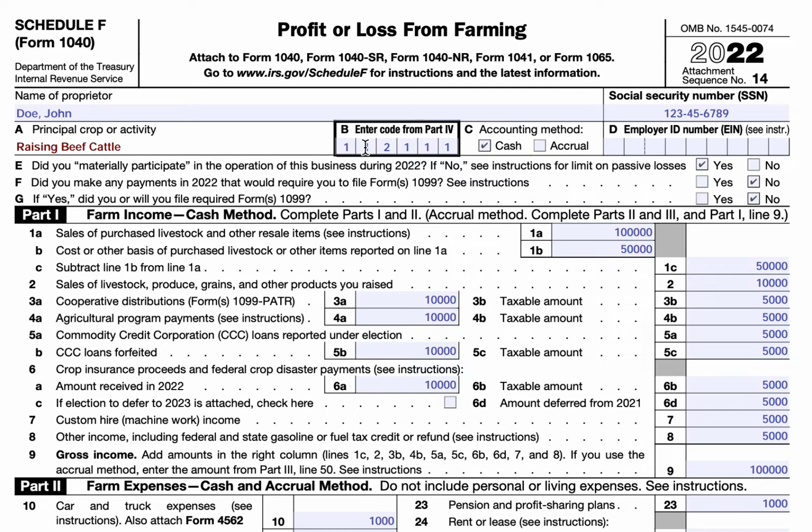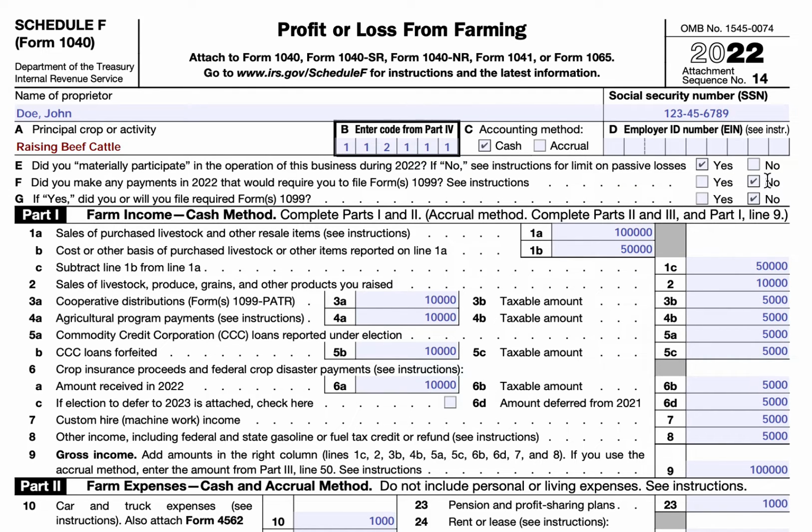We go into deep detail about the seven different tests that someone may be able to use to demonstrate material participation, and that helps avoid the passive activity loss limitations.